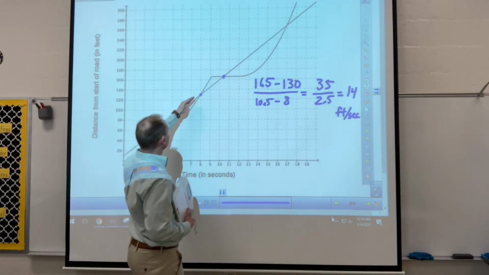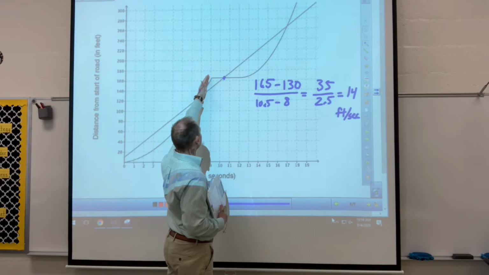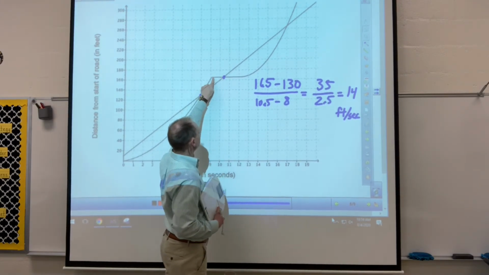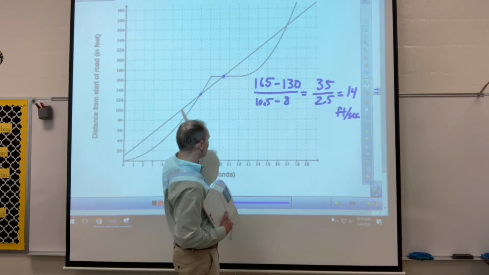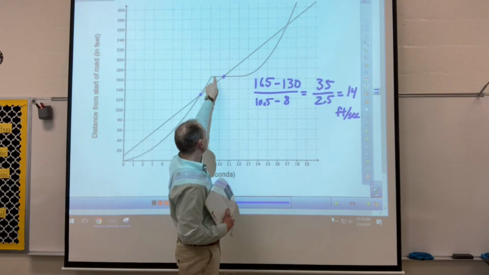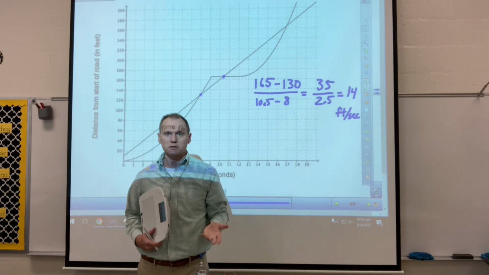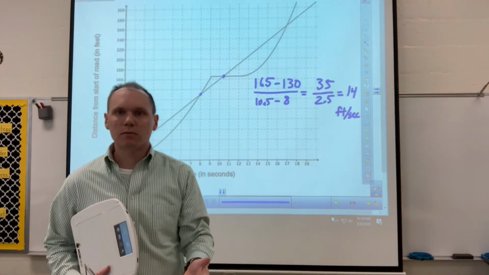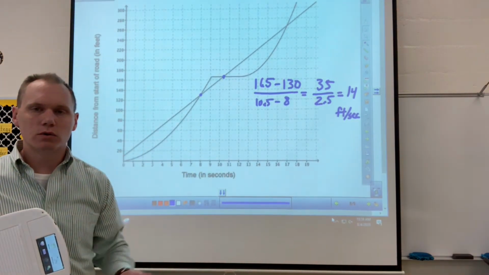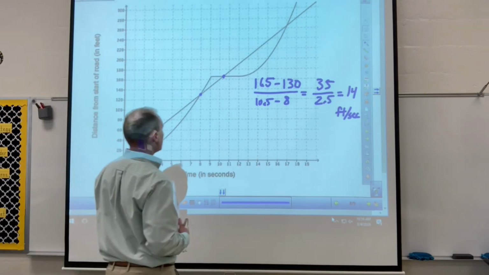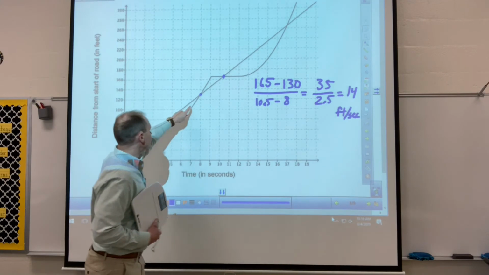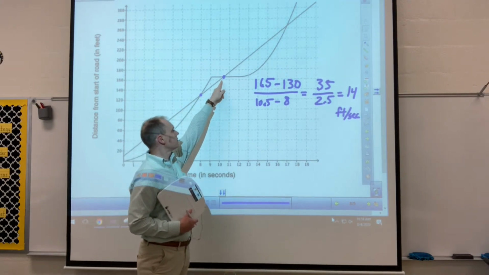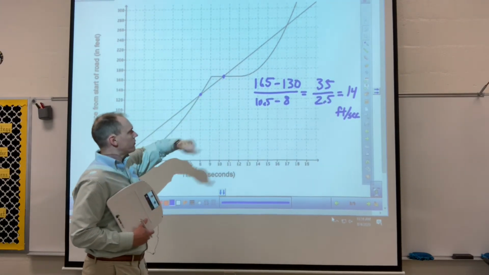So even though the truck continued to move away from the start of the road, and then it kind of flattened out, so basically the truck is stopped at this point. The truck is stopped. The time is going on, but the distance away from the start of the road is not changing. So the truck is stopped at that moment, maybe at a stop sign or a red light or something like that, and then it picks up and it continues on. But the average rate of change of the truck over that interval is 14 feet per second.